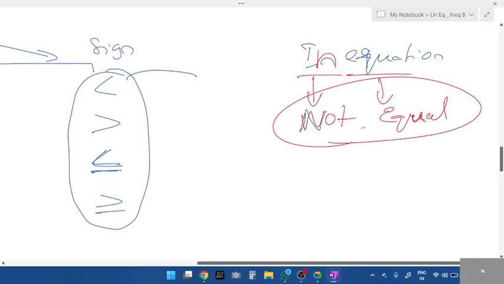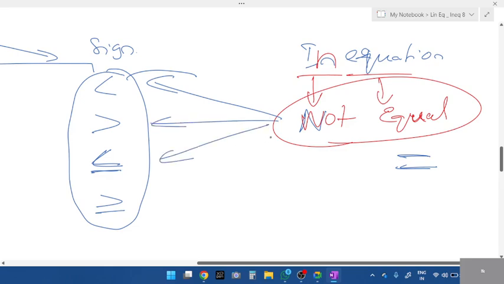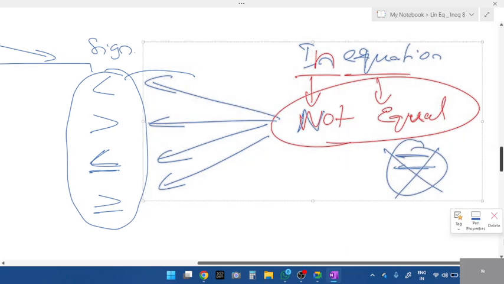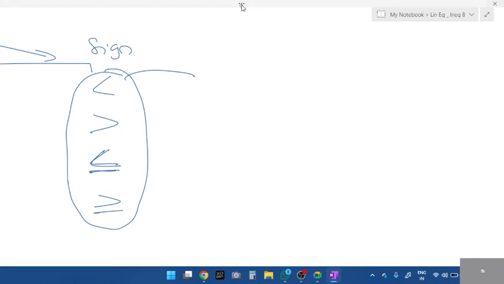If it is equation, we put the is equal to sign. If it is not equal, we use these 4 signs. Definitely it is not going to be equal. So it has to be less than, greater than, less than equal to, greater than equal to. That is the meaning of inequation.